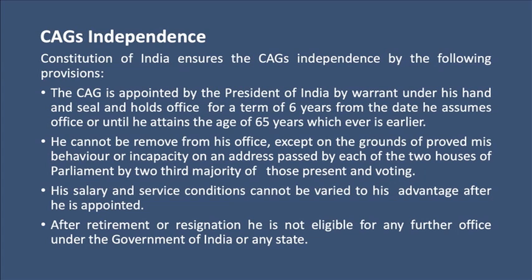His salary and service conditions cannot be varied to his advantage after he is appointed. After retirement or resignation, he is not eligible for any further office under the Government of India or any state. Students, CAG, that is Comptroller and Auditor General of India, cannot function in an independent manner unless and until he enjoys certain constitutional protection and privileges. Therefore, the Constitution of India provides for independence of CAG through the following provisions.